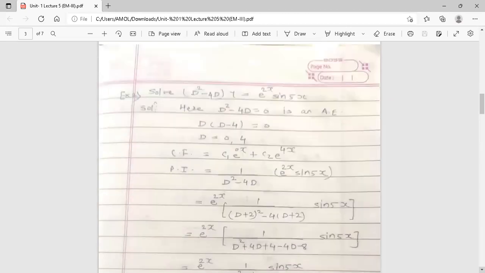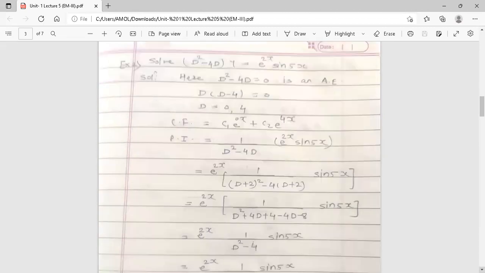Now this is the second example. Solve d square minus 4d into y is equal to e raised to 2x into sine of 5x. Here again, it is the reduced form of LDE, phi of d into y is equal to f of x. So you equate the function phi of d to 0, so that you will get the auxiliary equation. So here d square minus 4d is equal to 0 is the AE.